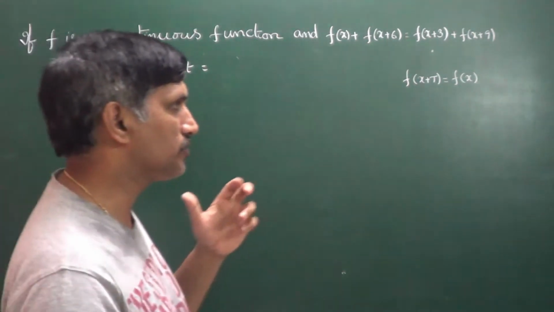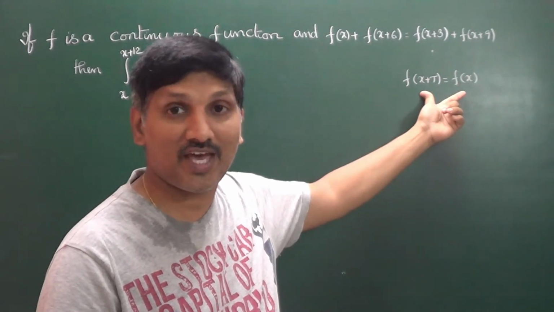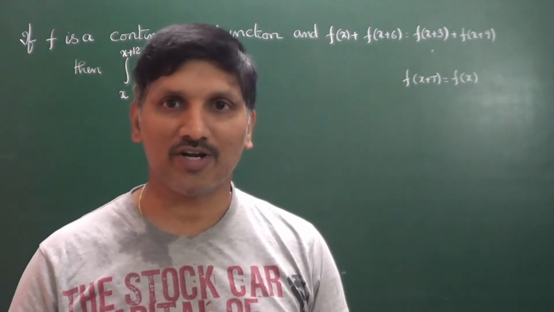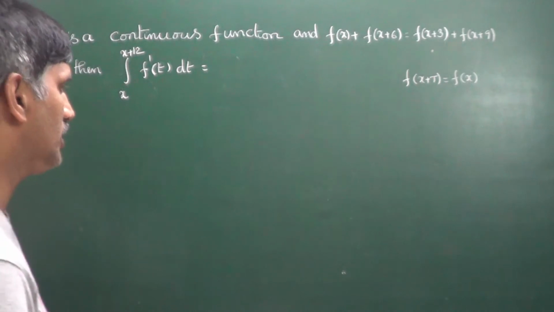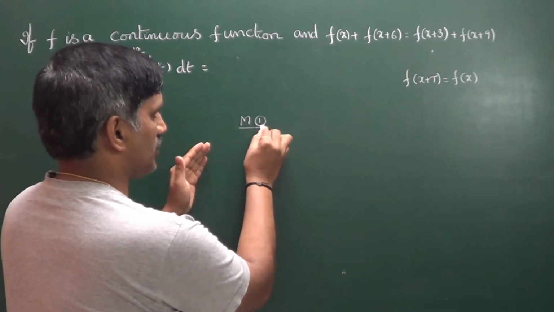First of all, I hope everyone knows that if f of x plus t is equal to f of x, then the least positive real number t is called the fundamental period of the function, right? So that idea you know. Now observe here, one of the methods I want to discuss. Let us call it method 1.